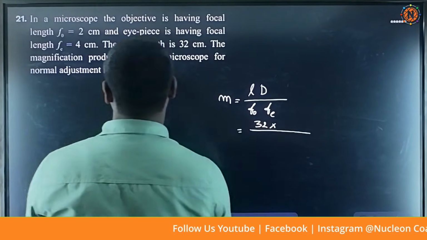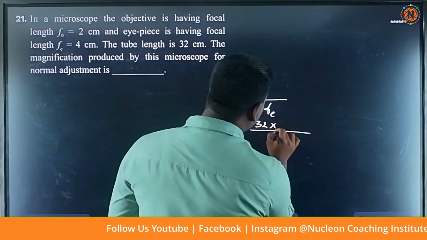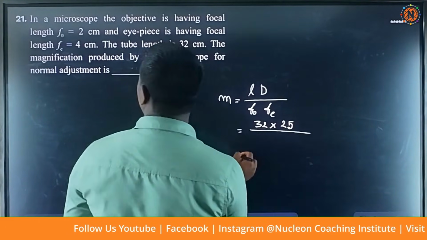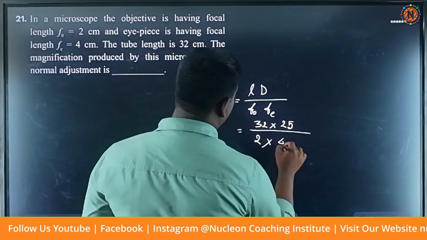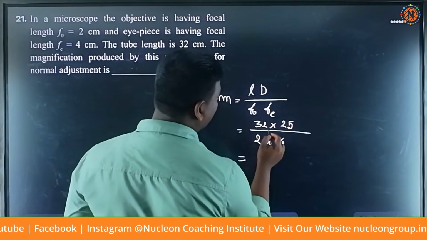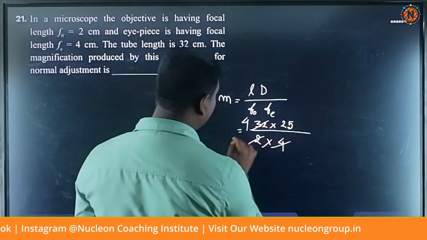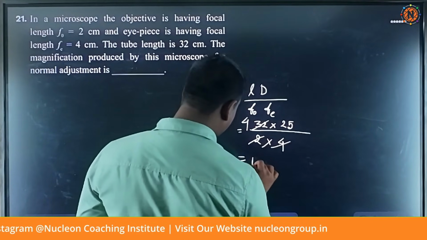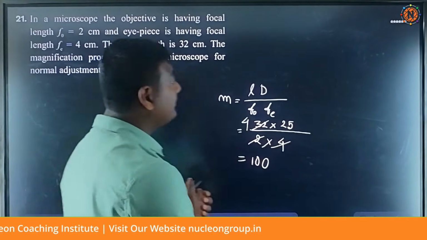Now, at normal adjustment, we need to take the least distance, that means 25 centimeter. F naught is given as 2 centimeter and Fe is given as 4 centimeter. So just calculate: 2 and 4 means 8. In 32, 8 will go 4 times. So 4 into 25, that will be 100. So magnification is 100. Very simple question. Okay, let's go to the next question.